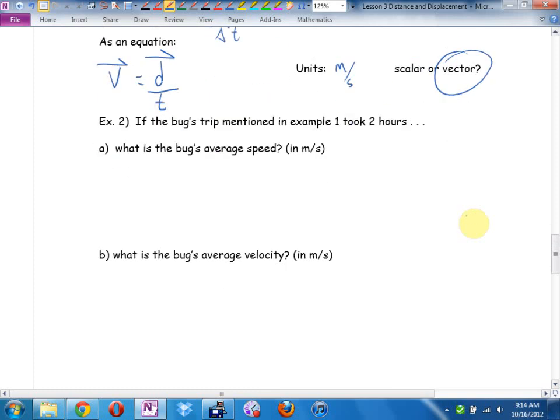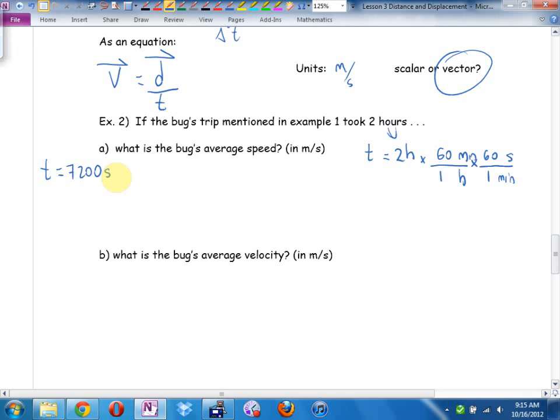So, if the bug's trip mentioned in example 1 took 2 hours, what's the bug's average speed in meters per second? Okay, the first thing that we need to do is change this 2 hours to seconds. T equals 2 hours times, I want hours to cancel, I want minutes on the top. 60 minutes is 1 hour. I want minutes to cancel. I want seconds on the top. 60 seconds is 1 minute. How many seconds was this bug traveling for? 7,200?